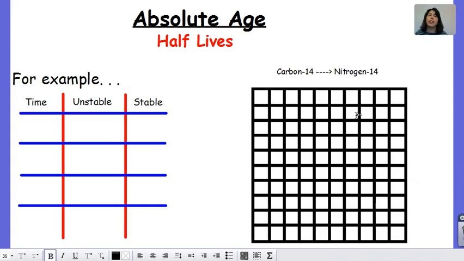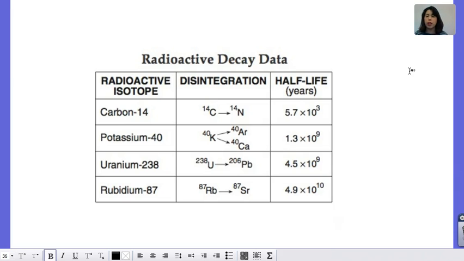Let's take a look at a sample and examine how exactly it would break down. So right here, we're going to pretend that this little grid represents a sample of carbon-14 that's breaking down into its more stable form, or daughter product, nitrogen-14. Right now, we can see that none of it has broken down. Okay? And before we even think about how much would break down, we need to know how long it will take. So we're going to do a quick check on the reference tables.